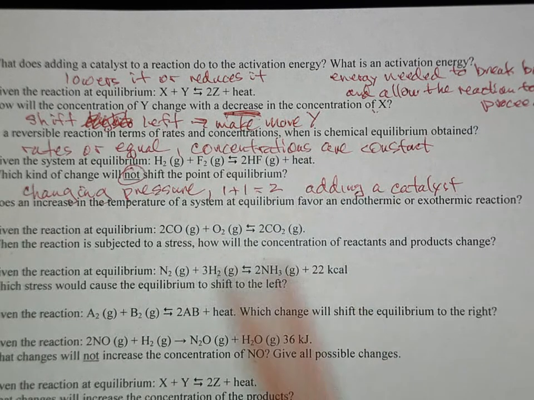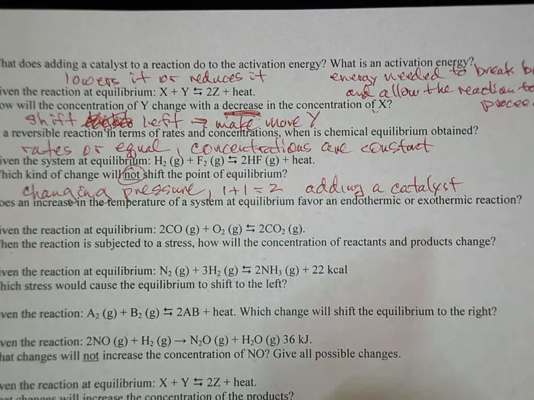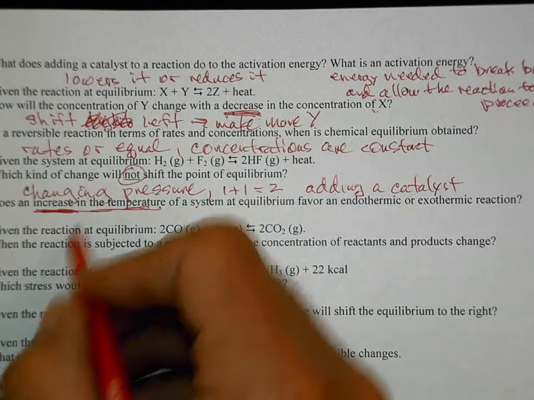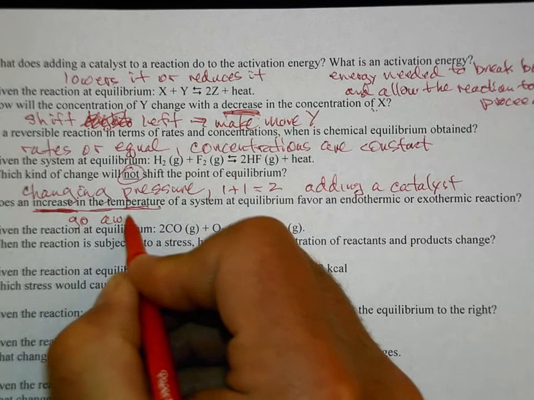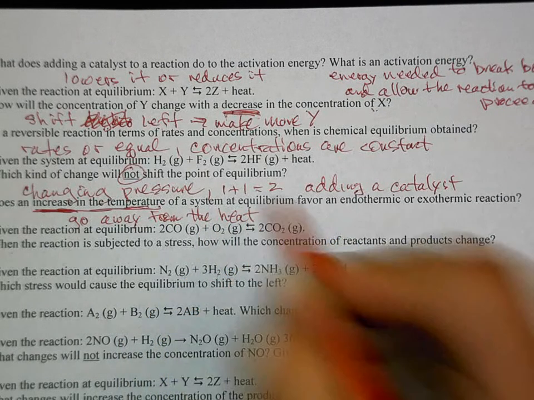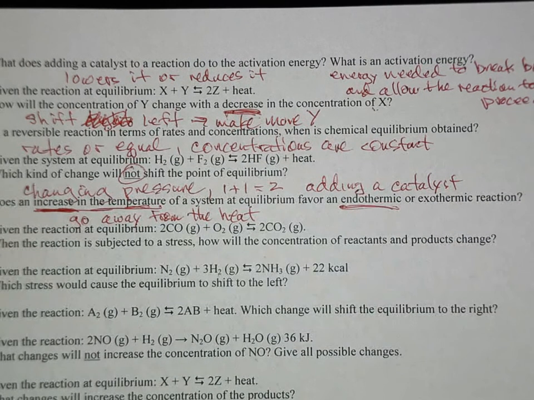Okay, does an increase in temperature of a system favor the endothermic or exothermic? Okay, increase in temperature wants to go away from the heat side. In an exothermic reaction, the heat would be on the right. That would want to shift it to the left, which would be the endothermic side. But we call it exothermic because it's producing heat, so we would say it would favor the endothermic because we don't want to make more heat, we want to have less heat.